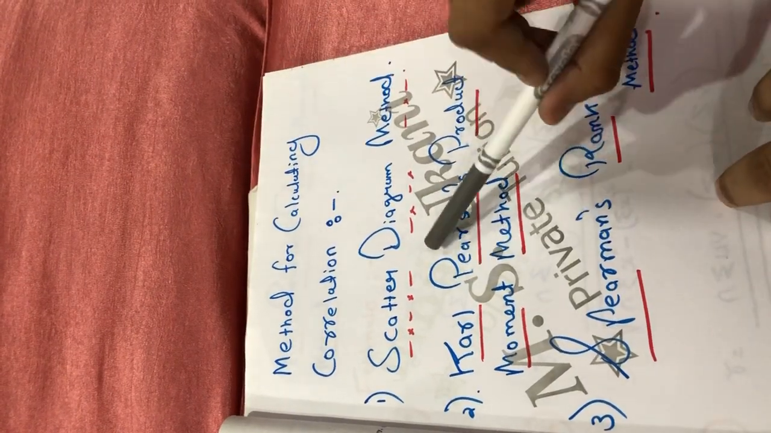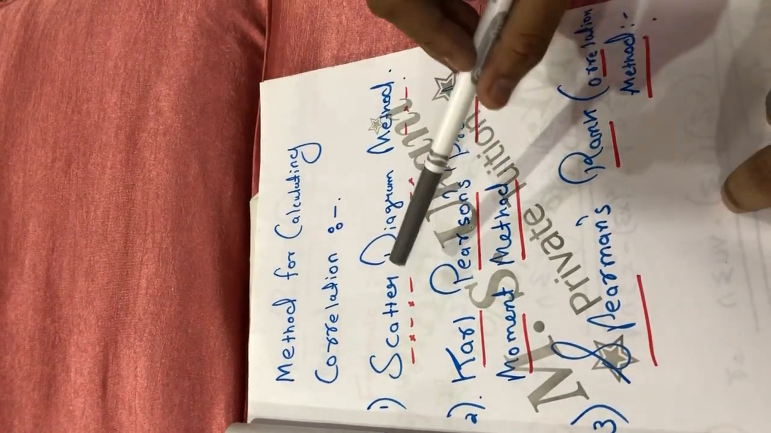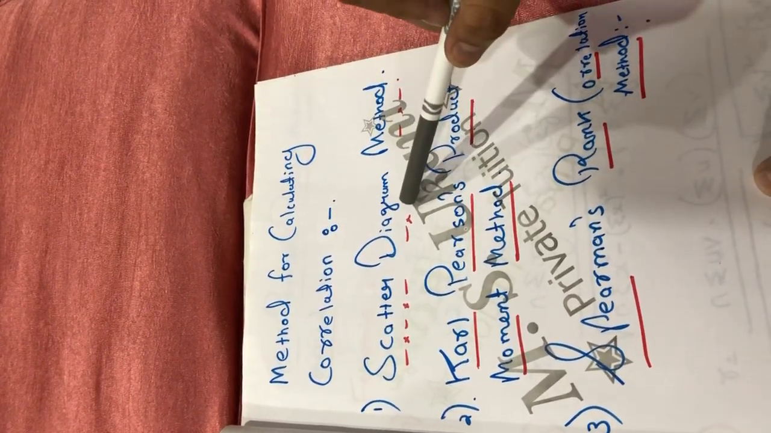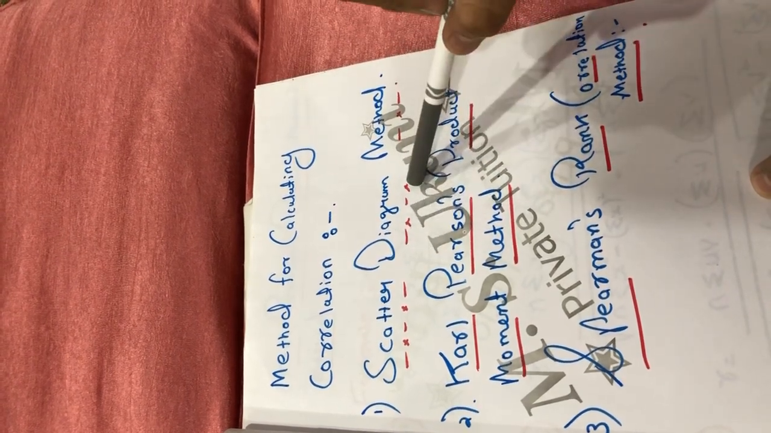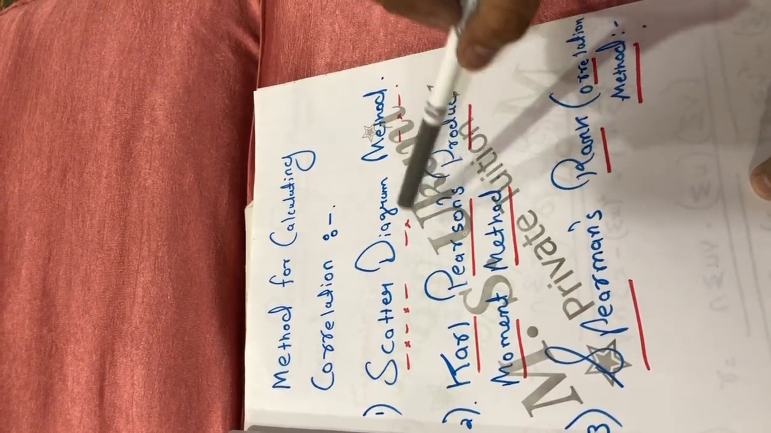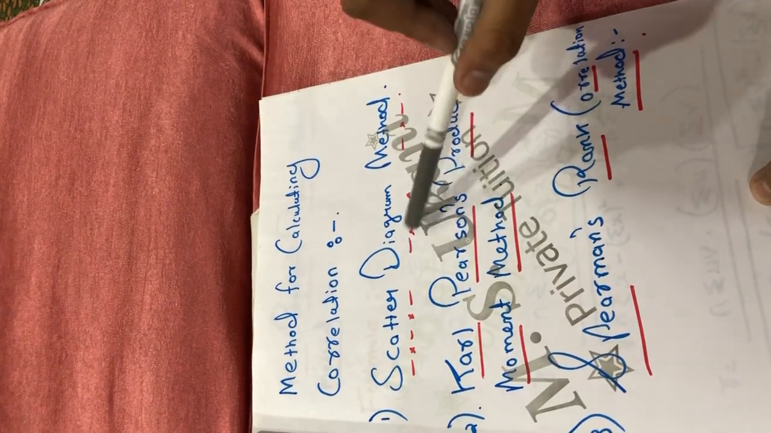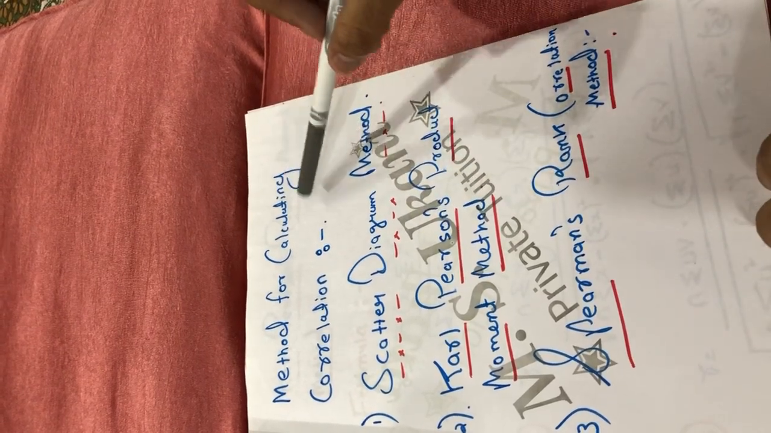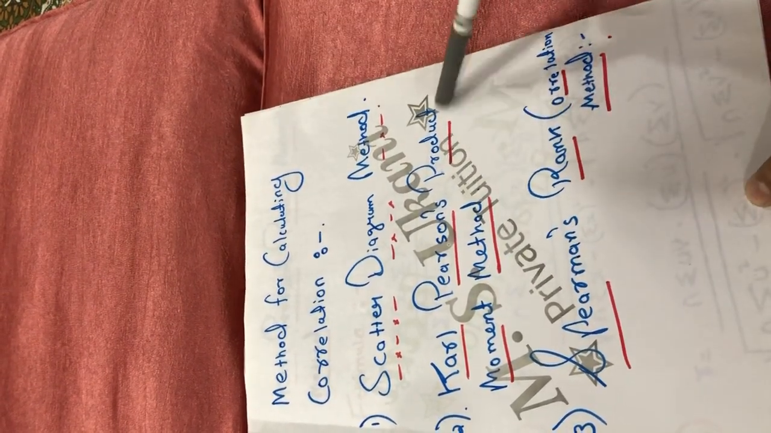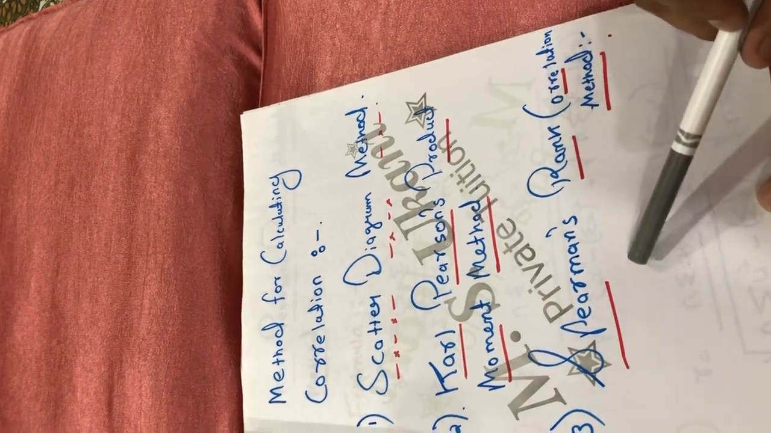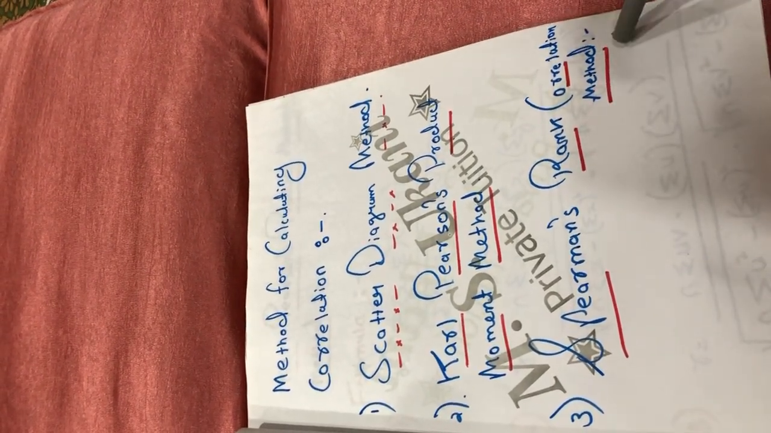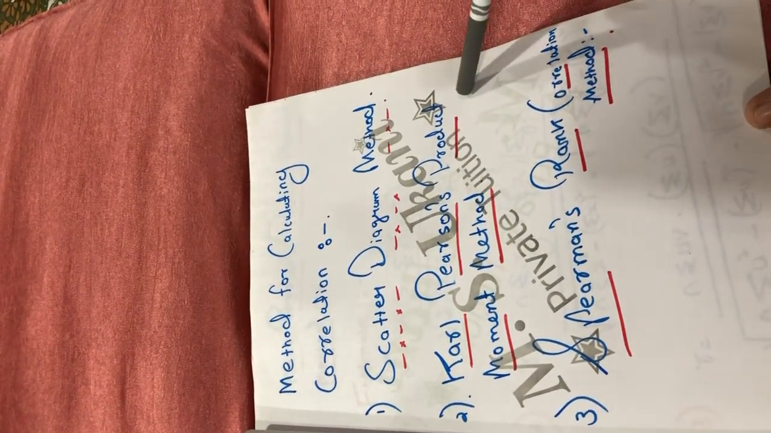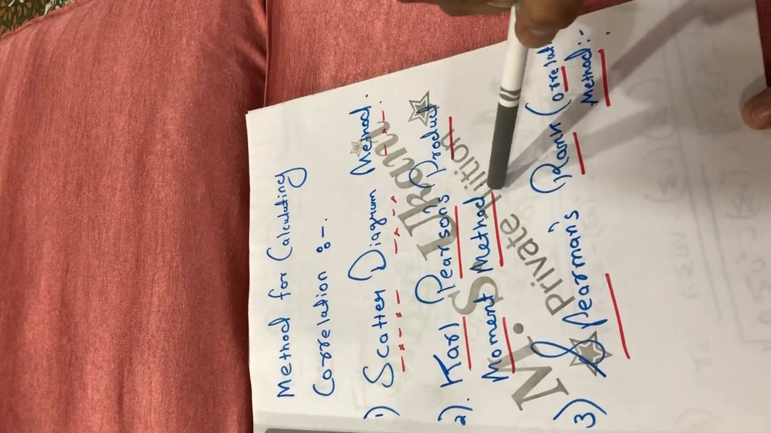The first method is scatter diagram method. This scatter diagram method we had already studied in our previous video, like positive correlation, negative correlation, partial positive, partial negative, and unrelated correlation. And the second method for calculating correlation is Karl-Pearson product moment method, and the third method is Spearman rank correlation method. So today we will study about this Karl-Pearson product moment method.